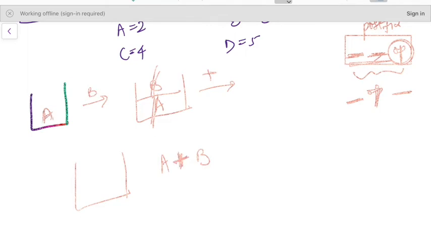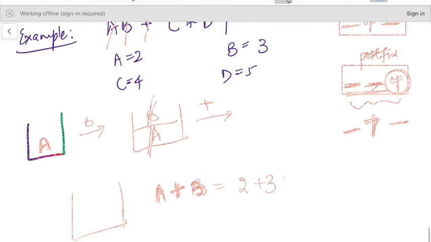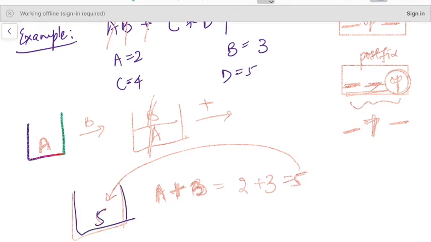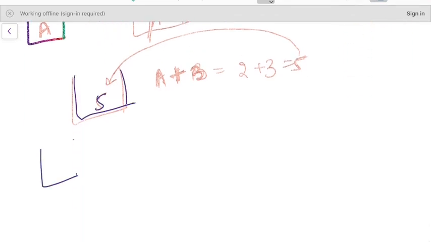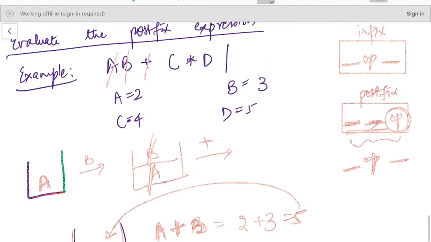This was the first one into the stack, so this is the first operand. We place it on the left hand side of the operator, and then we evaluate it. A plus B, 2 plus 3, which is 5. So this 5 is pushed back to the stack. So the stack has 5, and this is the present situation of the stack.